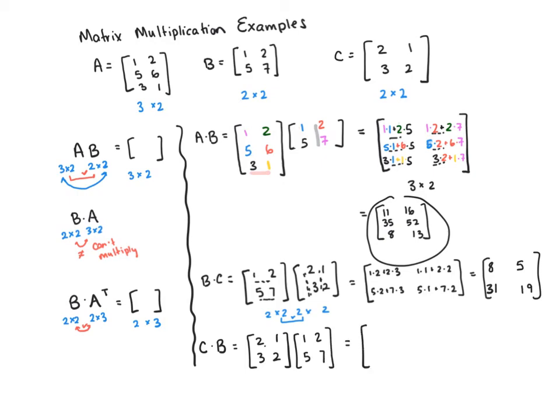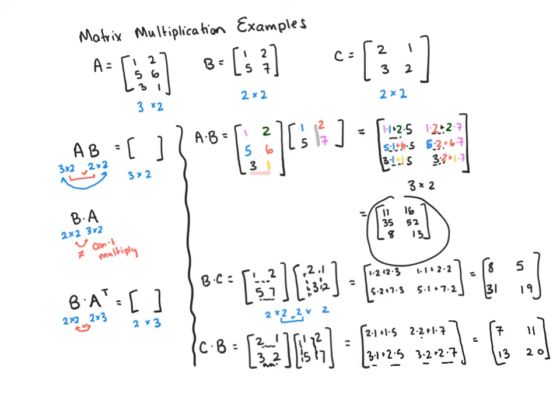So again, I have to do row by column. So I end up with 2 times 1 plus 1 times 5, row by column, 2 times 2 plus 1 times 7, row by column, 3 times 1 plus 2 times 5, and then my last row by column, 3 times 2 plus 2 times 7. So if we go ahead and multiply these all out, we get 2 plus 5, 7, 4 plus 7, 11, 3 plus 10, 13, and 6 plus 14 is 20.